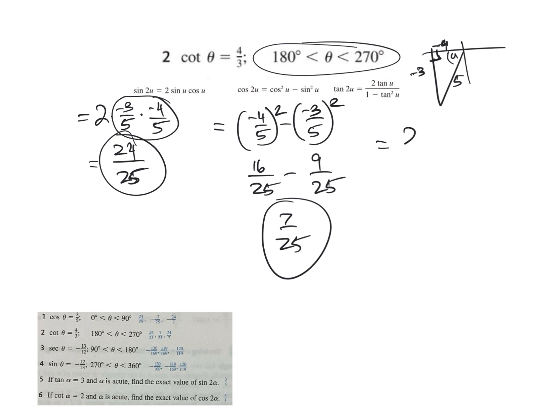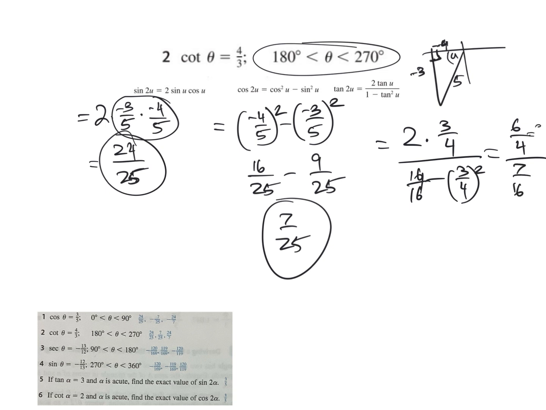And the tangent of 2u is 2 times the tangent. Tangent is opposite over adjacent, or negative 3 over negative 4, which is 3/4, all over 1 minus the 3/4 squared. That gives us 6/4 on top, and on the bottom 9/16, so 16/16 minus 9/16 is 7/16. The top is 3/2 reduced. So we have the top times the reciprocal of the bottom. We can reduce diagonally, so that's 24/7. And we see our answers are correct there.